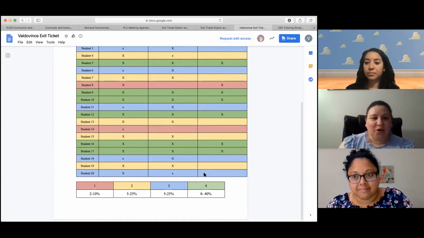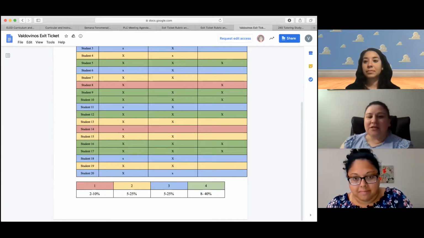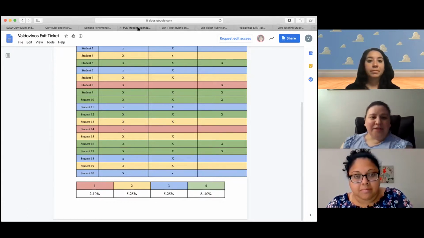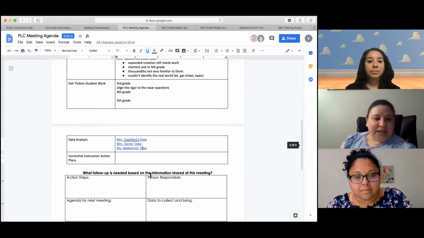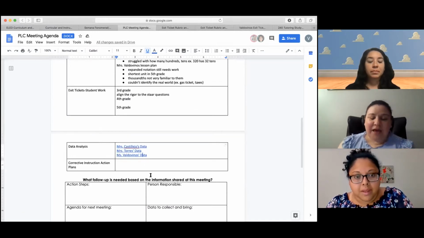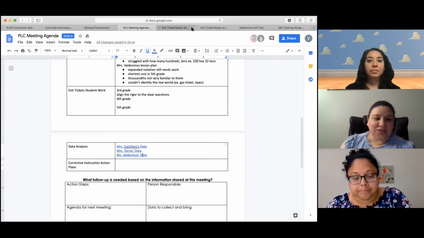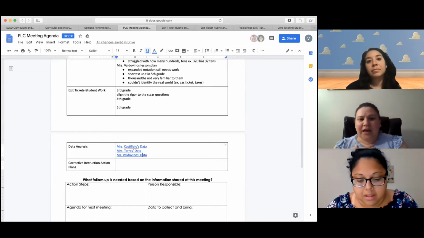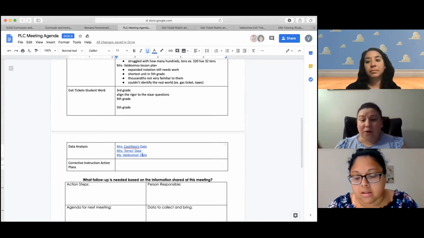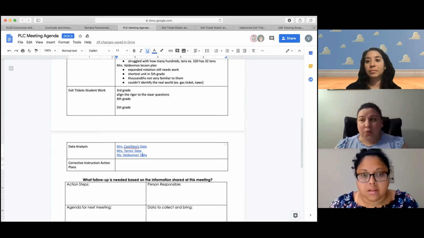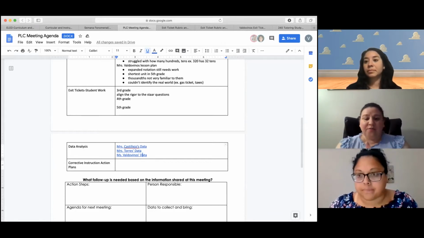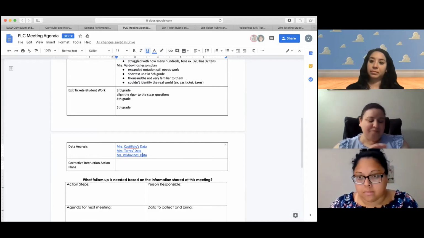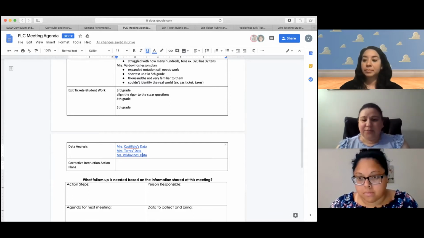So now that we have all talked about our data, I know that the next step on our meeting agenda is any action steps we can take for our action plans. What are our next steps? I know I talked a little bit about what my next steps were in going over my data. I know I want to use graph paper. I want to get manipulatives in the hands of my students, and then up the rigor level of my exit ticket.